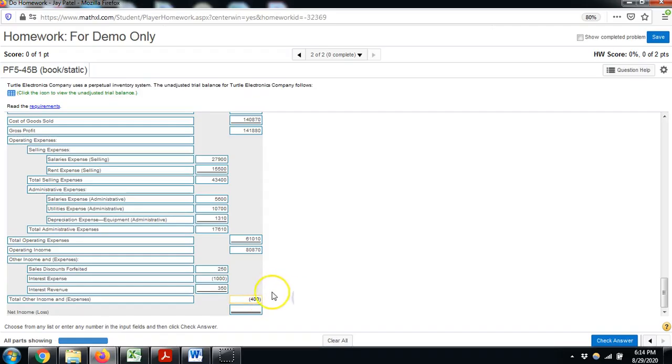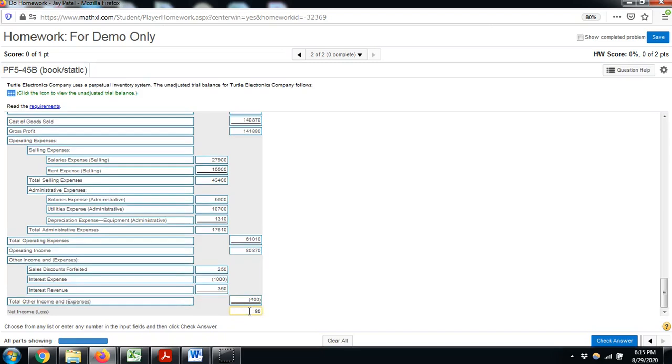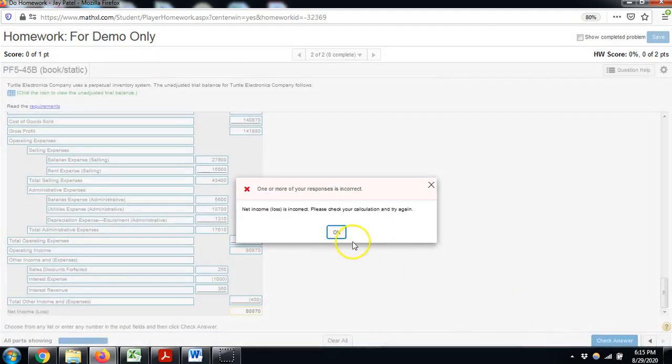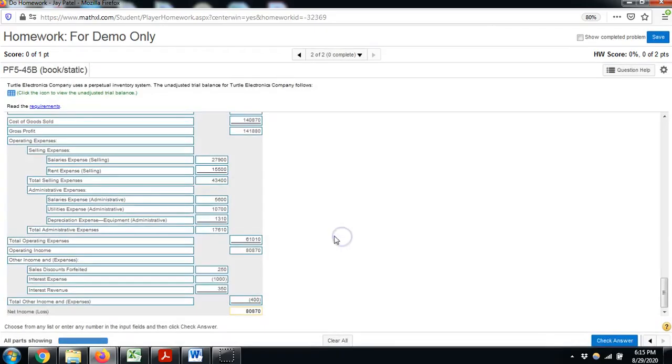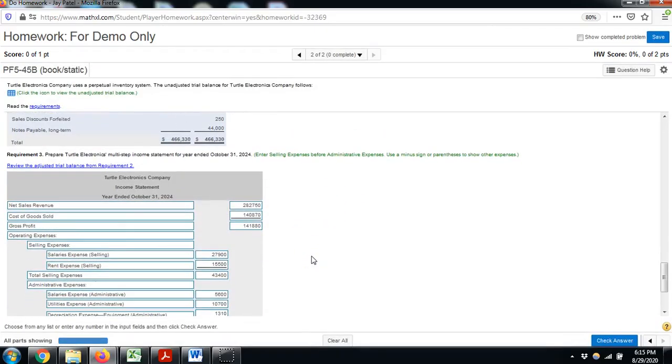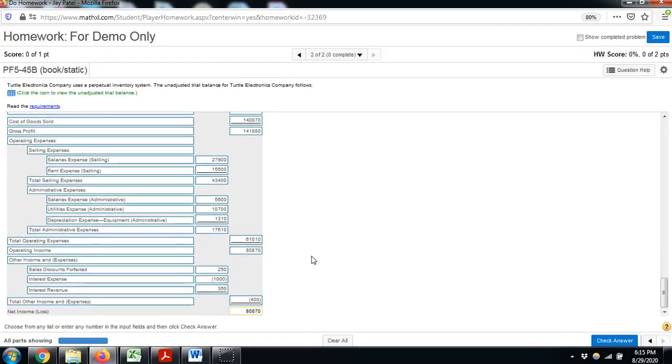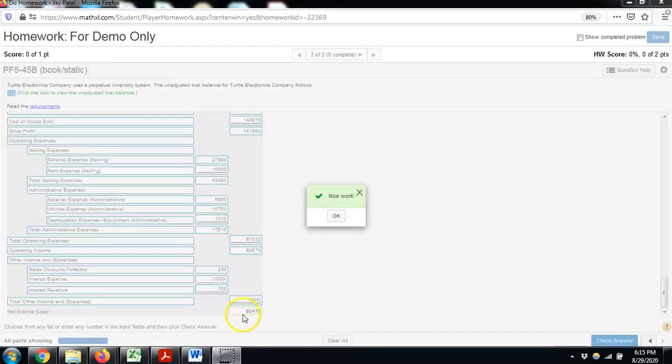And so after we factor all this in, we subtract 400 from our operating income and we get 30,470. So let's see if this is going to check out. Oh. Okay, so I just wrote 80,870 instead of 80,470 and that worked. So it looks like we're good on this problem.